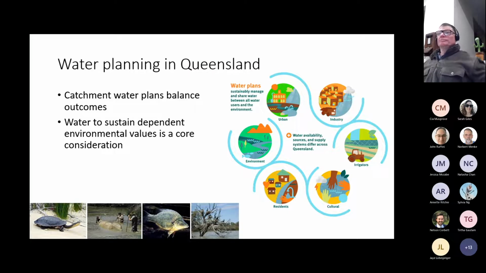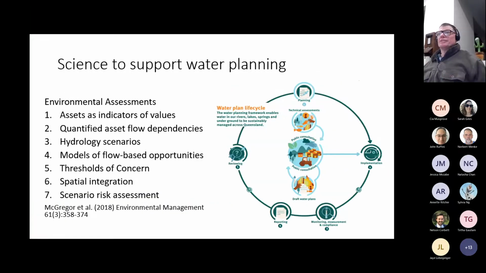So water planning in Queensland aims to balance outcomes, and one of the outcomes is water to sustain dependent environmental values within a water plan area as one of the core considerations of decisions made in water plans. So science supports this process by undertaking environmental assessments.